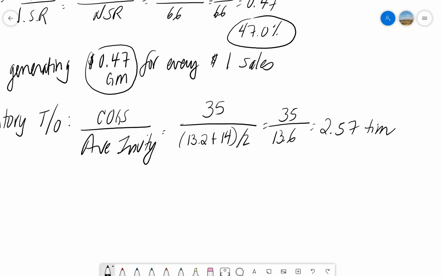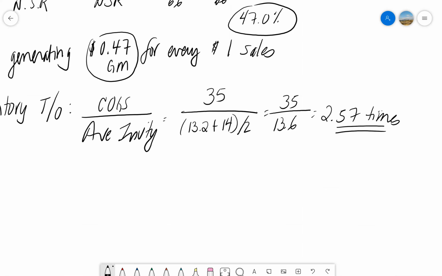And once again, if you work this out, 2.57 times. Now the question says to round this to one decimal place. So if you were answering this on MyAccountingLab and it says to round it to one decimal place, you would have 2.6 times. That would just be rounding to one decimal place. So all we're saying is that the average level of inventory is being sold 2.6 times per year.